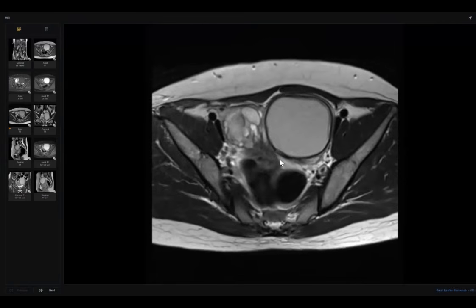Sir, I forget the name. What is this structure? Sigmoid. When both ovaries are intimately related to each other, what is this sign? There are two ovaries. Kissing ovaries. Great. And what is the name of this sign overall? Clover leaf sign. Clover leaf sign.